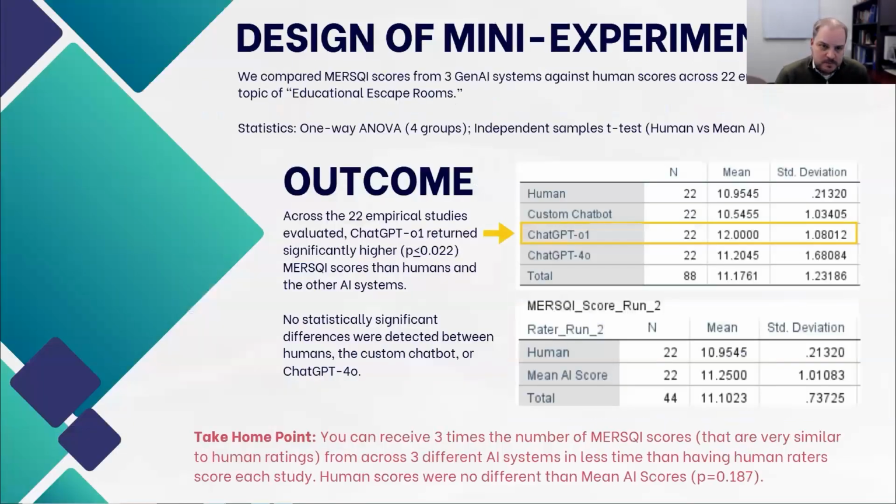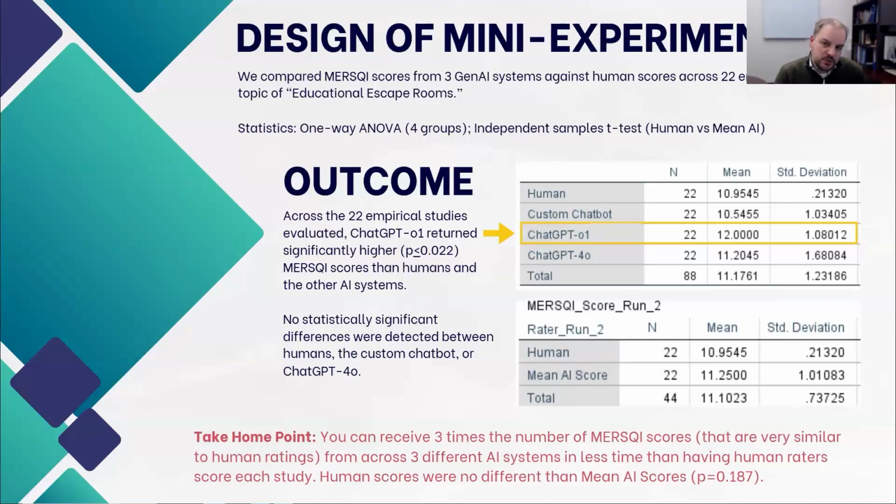So for this mini experiment, I used 22 papers on the topic of educational escape rooms. This is a meta-analysis that I have published already, so I already had access to MRSCI scores that were evaluated by humans for these 22 papers. And so all 22 papers were run through 3 different AI systems. We used a custom chatbot that we trained, and we also ran the papers through ChatGPT-o1 and through ChatGPT-4o.